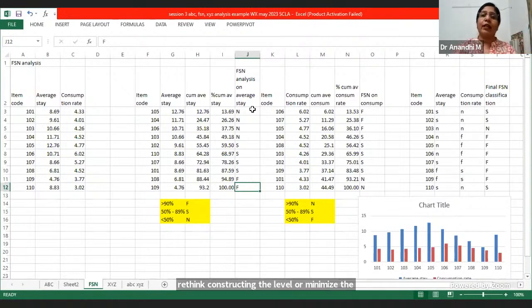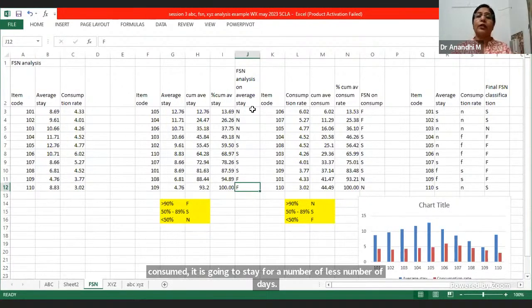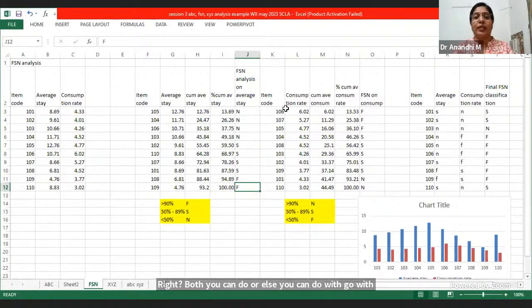Otherwise, if it is a retail outlet, look at how quickly the product is being consumed. Obviously, if it is consumed more, it is going to stay for fewer days on the shelf, right? You can do both, or else you can go with any one single method also. Here I have done both cases.